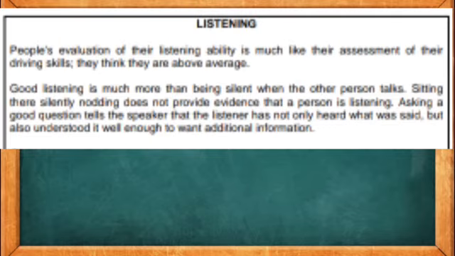Now let's take a look at the second paragraph. Good listening is much more than listening silently when the other person talks. Sitting there silently nodding does not provide evidence that a person is listening. Now, if you take a closer look at these sentences, there is nothing that we are told directly that you need to do, but what we find there is an indication that if we sit silently, that is not good while another person is talking. Being silent throughout the conversation is not good. Now, what is it that we must do? Let us read the next line.